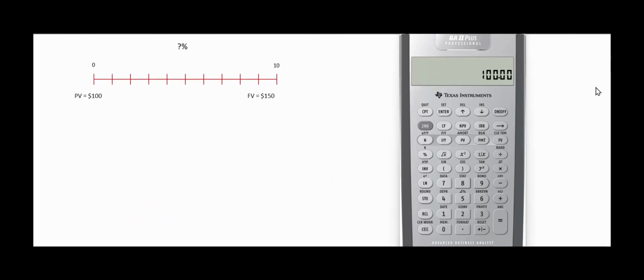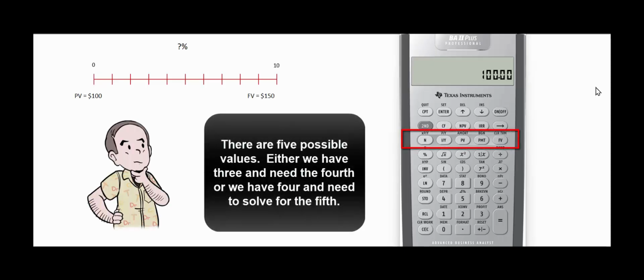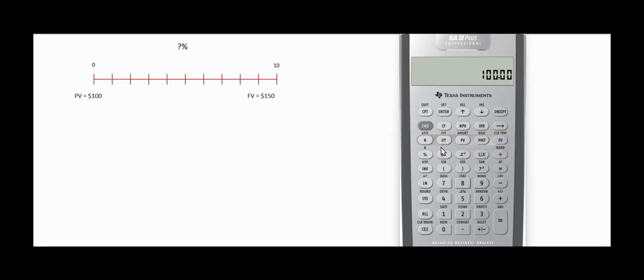Okay, the way these time value of money problems work in class and in the real world, you may have noticed there's 5 variables down here in the third row. Depending on the nature of the problem, sometimes they give you 3 and you have to solve for the 4th. Sometimes they give you 4 and you have to solve for the 5th. And you can solve for any of them. So let's solve for I.